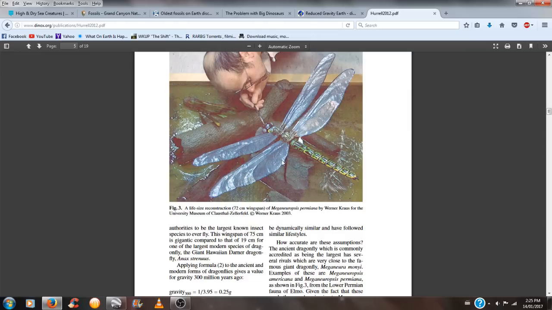This is what insects grew to millions of years ago. It's crazy. Plants and trees did the same thing. Everything just grew bigger, right? And there's really only one explanation for this.